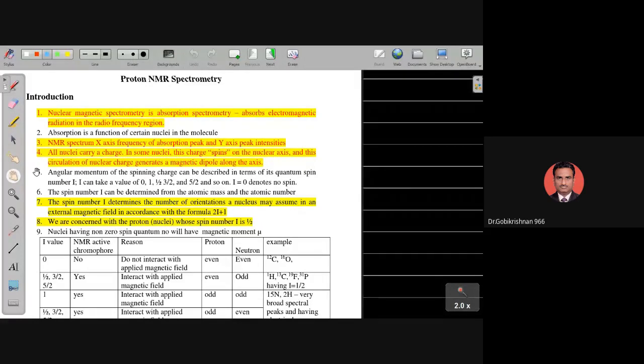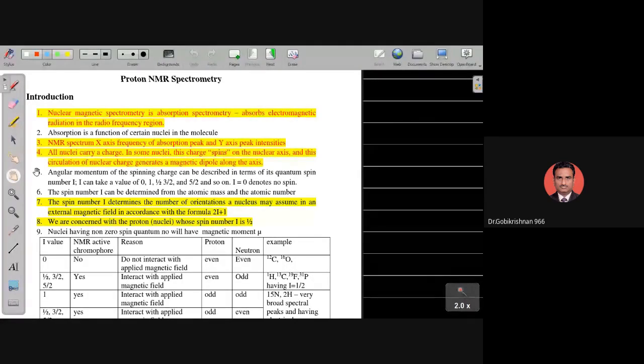Therefore, that you are going to convert into ppm. That's all. Okay. All nuclei carry a charge. In some nuclei, this charge spins on the nuclear axis. If you see here, it's clearly given. This charge is the charge present in the nucleus, that is a proton. That will spin about the nuclear axis.